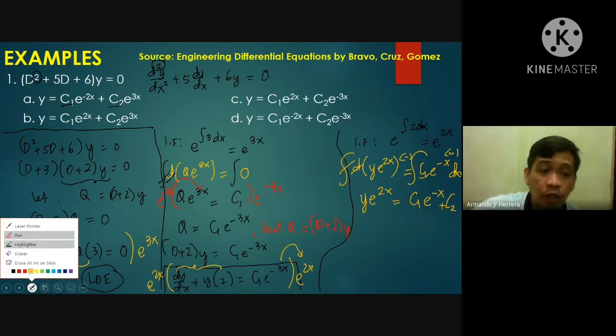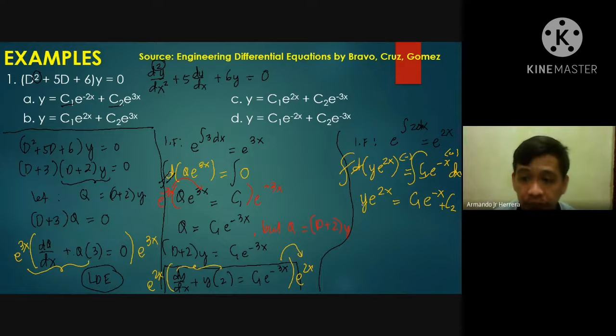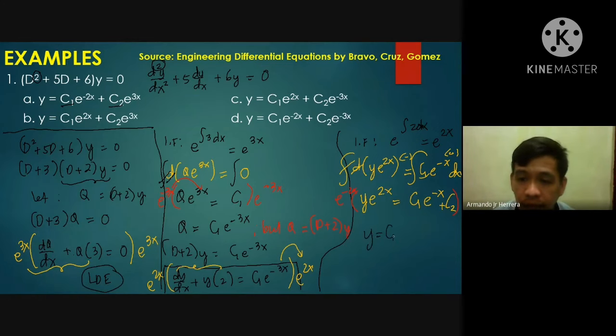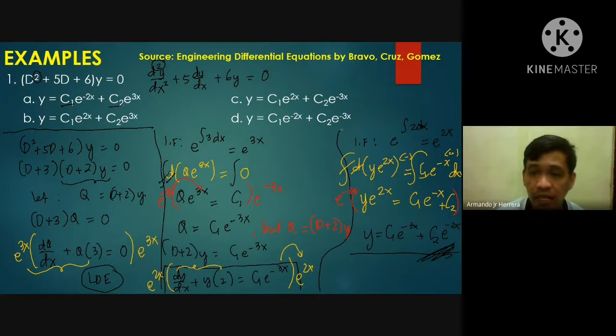the minus 2x. So multiplying this by e to the minus 2x, this e to the 2x cancels out, gives us our final answer. y is equal to c1 e to the minus 3x, because e to the minus 2x multiplied by e to the minus x is e to the minus 3x, plus c2 e to the minus 2x. So this will be our general solution to that differential equation. So c1 e to the minus 3x plus c2 e to the minus 2x. So the answer is D.